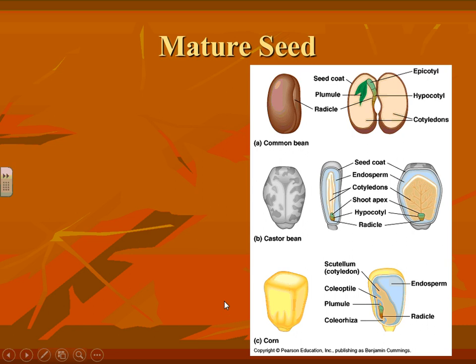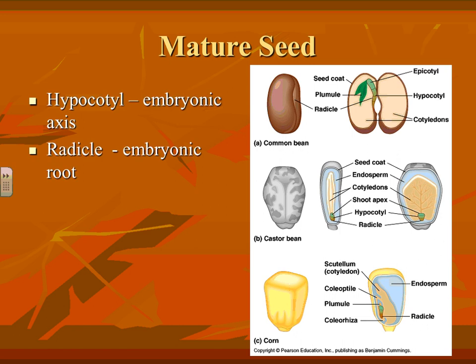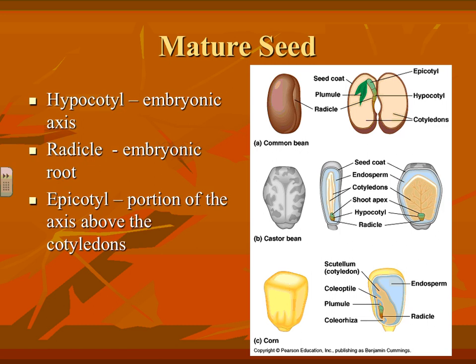Now our mature seed, and we saw a few pictures of this when we did a coloring activity recently. A mature seed has different structures that we have to be familiar with. It has a hypocotyl, which is the embryonic axis. It also has an embryonic root, which is called the radicle. And then the portion of the axis that's above the cotyledons, this is called the epicotyl. So make sure you can find all of those structures on these pictures and put an image to the definition.